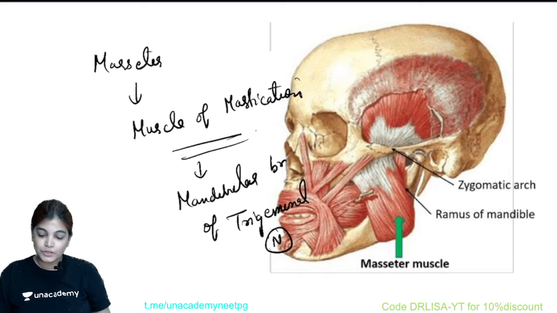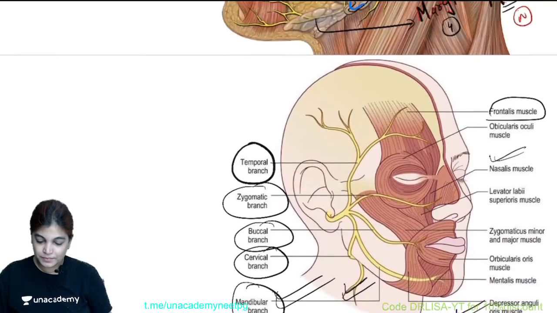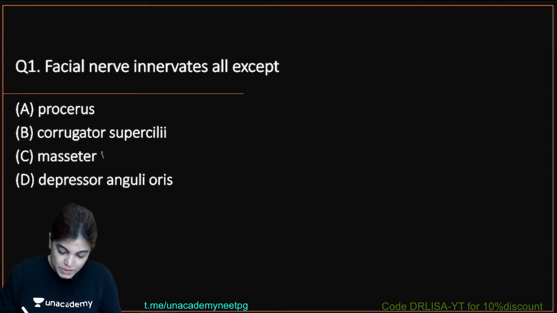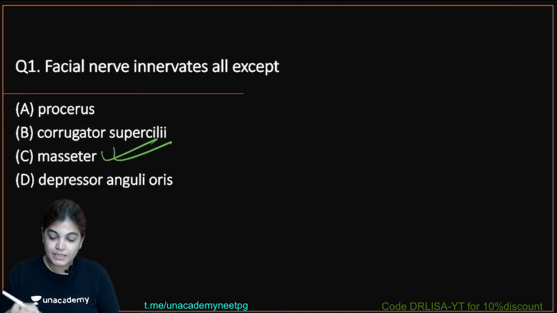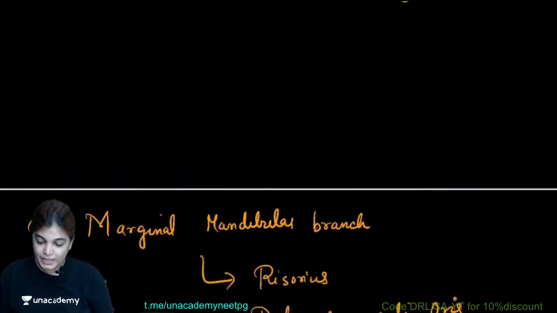Now moving again to the MCQ. Facial nerve innervates all except. Procerus is a muscle of facial expression. Corrugator supercilii, again a muscle of facial expression, and depressor anguli oris is also a muscle of facial expression. So the correct option is the masseter. Masseter, a muscle of mastication, is supplied by the mandibular nerve and not the facial nerve. So done. Now moving to the next MCQ for today's session.